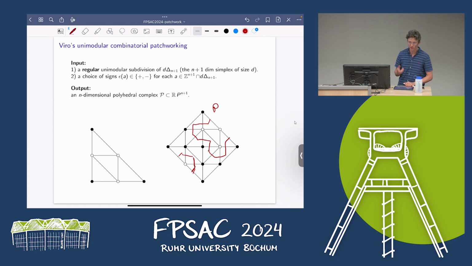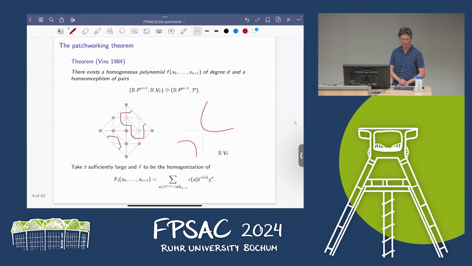You get something that's topological, and Viro's patchworking theorem says that there exists then a homogeneous polynomial of degree d, which was the size of the simplex, and then a homeomorphism of pairs of the zero set of that polynomial. So in this case, there'd be a real algebraic curve, RV_f, inside the corresponding projective space. And that pair should be homeomorphic to this P that we drew from the combinatorial patchworking and the corresponding projective space that we glued up by identifying antipodal points.